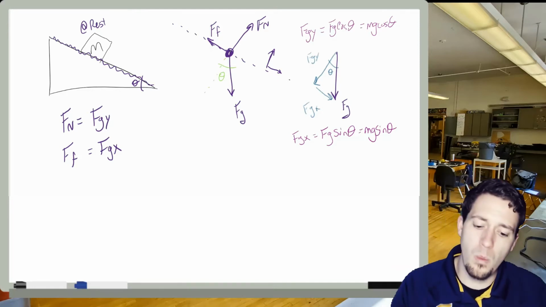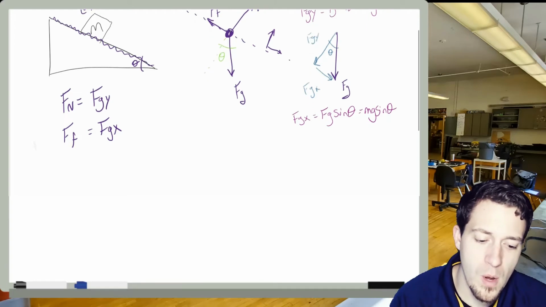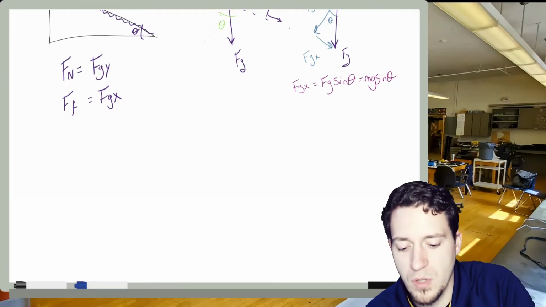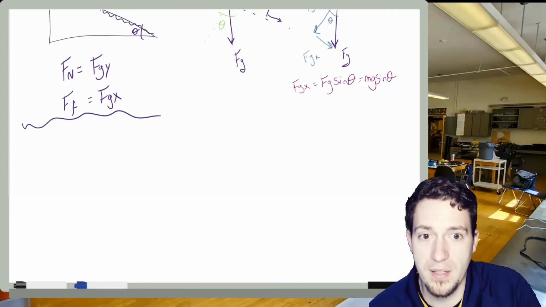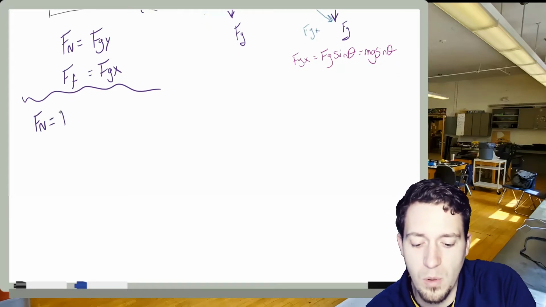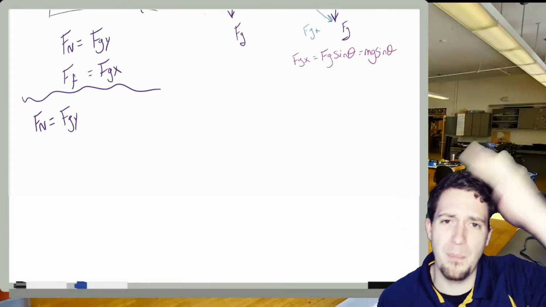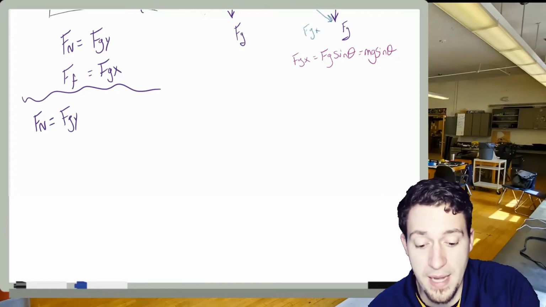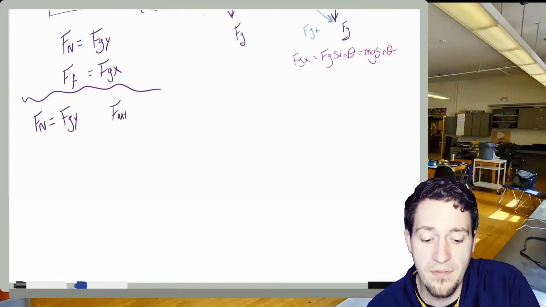But what would happen if we have the same scenario when it's not at rest? Well, if it's not at rest, I'm still going to have Fn be equal to Fgy, because it's not going to bounce down ramps. It's a very weird question. But now I'm going to have to think about Fnet.